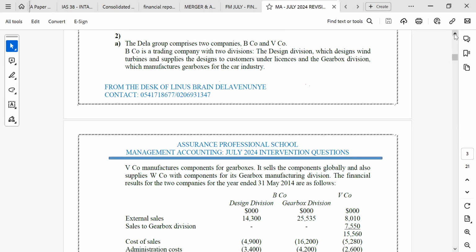All right, question number 2. The Deloitte Group comprises 2 companies, BCO and VCO. BCO is a trading company with 2 divisions: the design division, which designs wind turbines and supplies the designs to customers and the license, and then the gearbox division, which manufactures gearboxes for the car industry. VCO manufactures components for gearboxes. It sells the components globally and also supplies WCO with components for its gearbox.